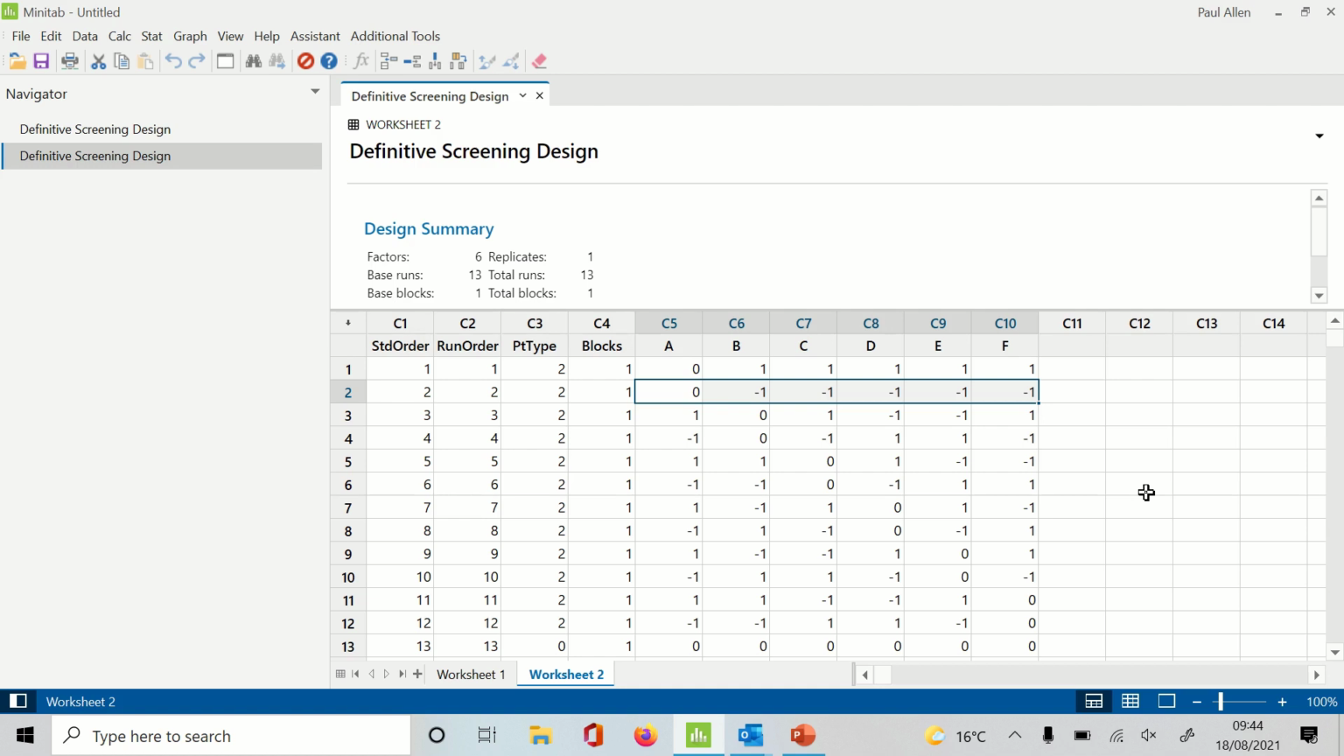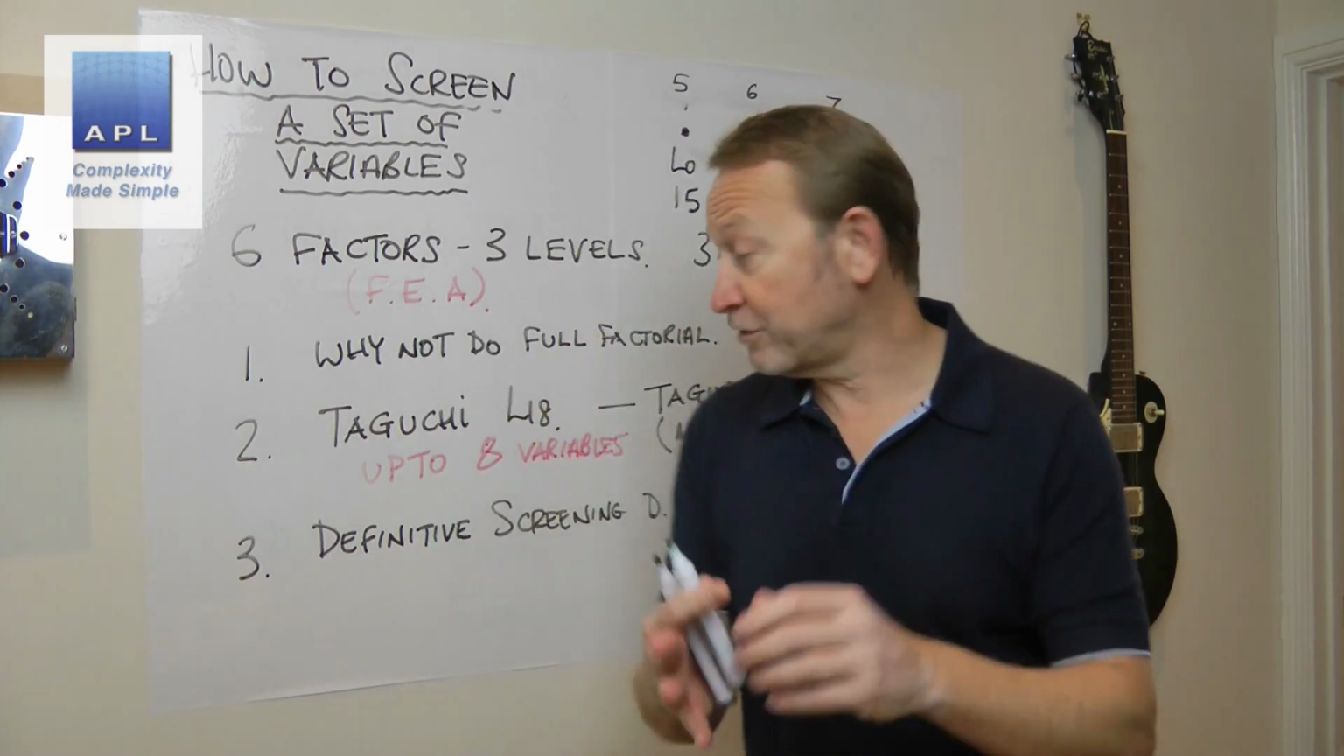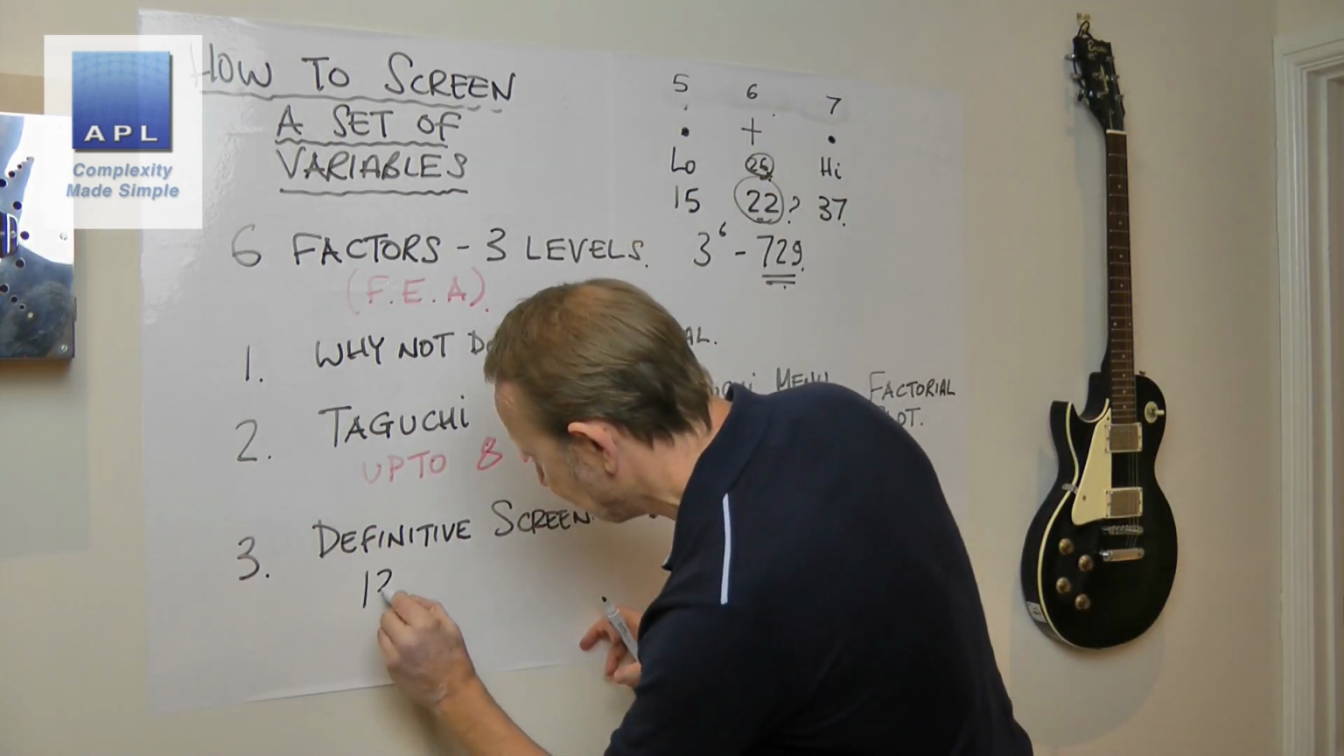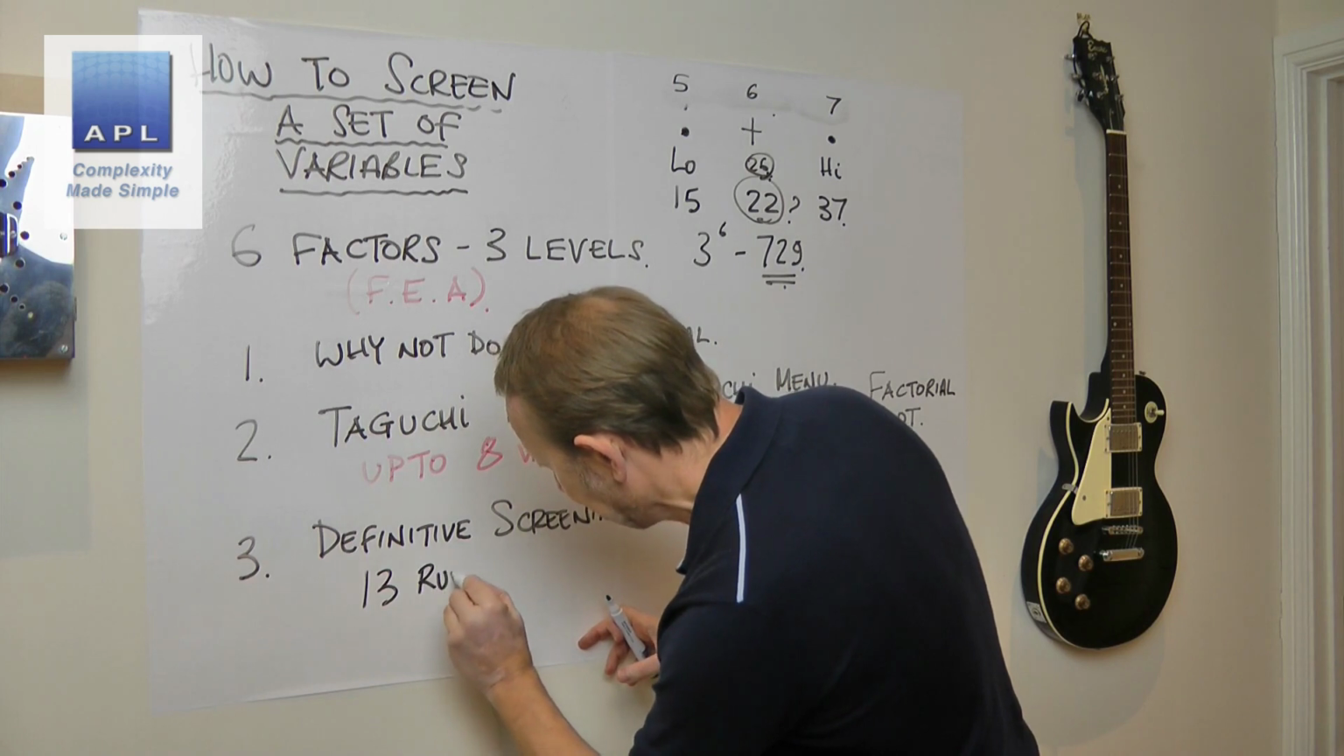But this is the definitive screening design, and you can see now it is shorter than the L18, but that's the definitive screening design, so that might be an option. Okay, so we can see now the version of the definitive screening design. This is 13 runs.